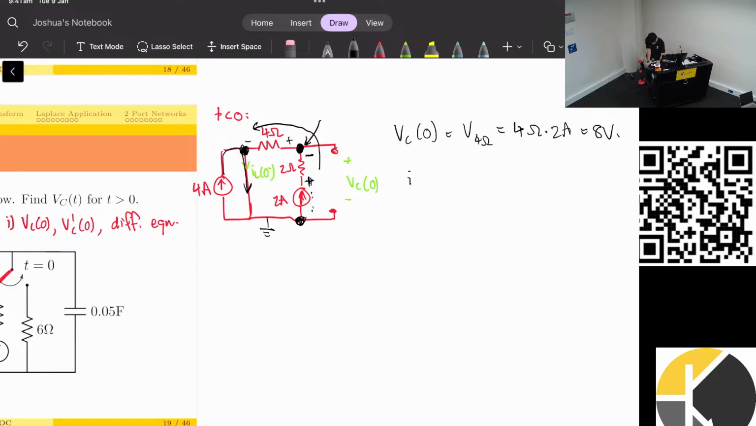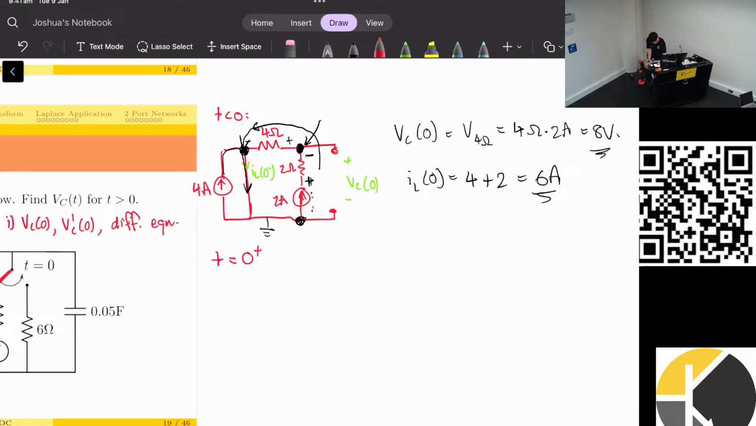The current through the inductor, so I already said that all the current from the 4 amps is going to flow through that, so we have 4, and actually all of the current from the 2 amps is going to flow around into that as well, because it will flow down to ground like this. So it's actually 4 plus 2, which is 6 amps. So these are our 2 values that we'll work with. Great, so that's the first set of initial conditions.